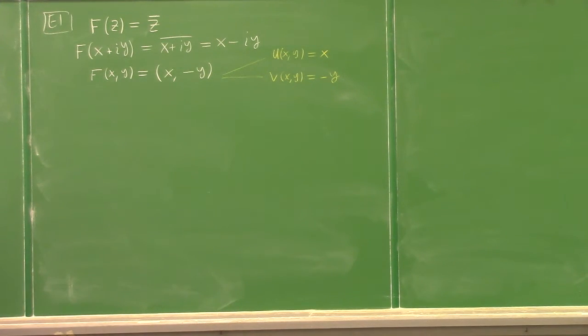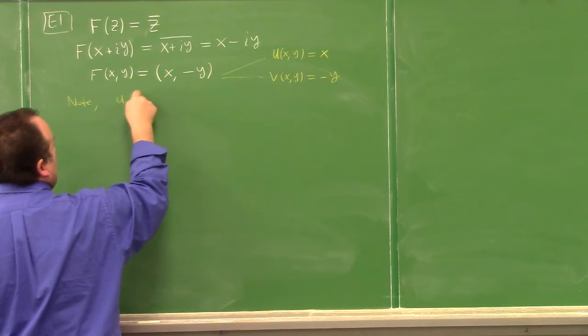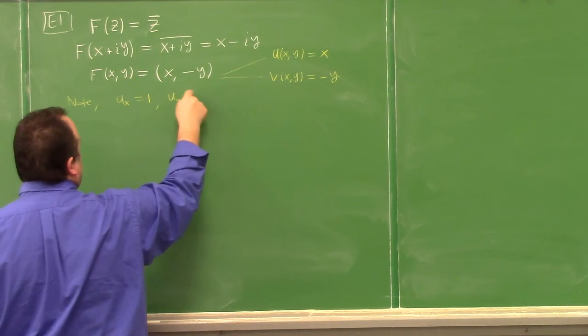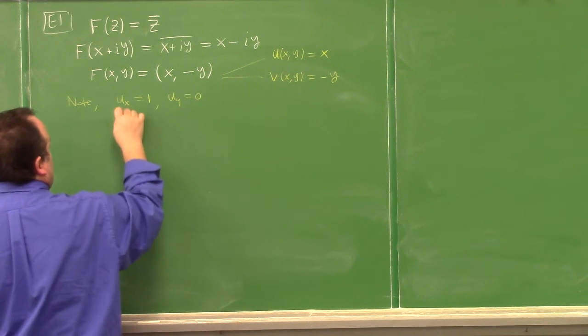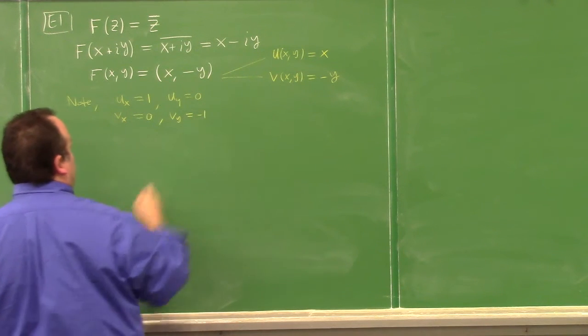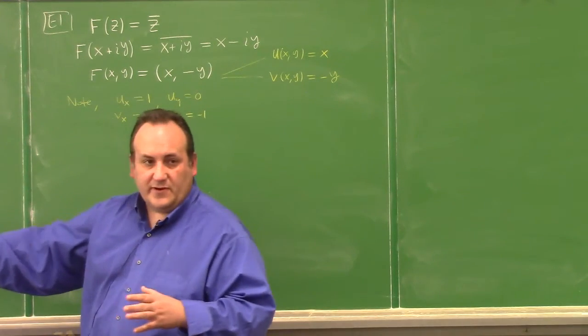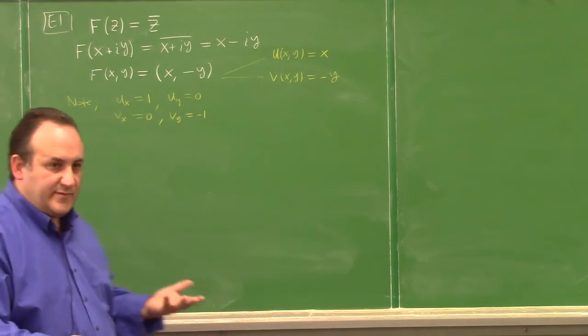Is this mapping continuously differentiable? So u_x equals 1, u_y equals 0, v_x equals 0, and v_y equals minus 1, right? Are those continuous functions? Yeah. You're like, but you didn't tell me the point. Well, that's the point. This is true at all points, right? These are continuously differentiable everywhere. And it follows from the theorem on continuous differentiability I wrote at the bottom of the board that this mapping is real differentiable everywhere.